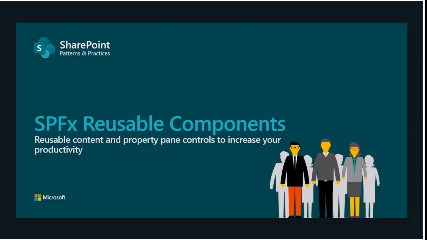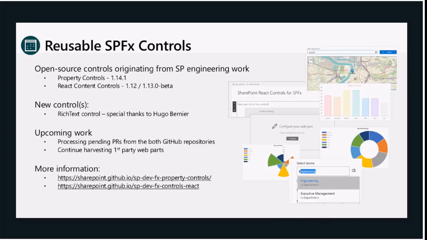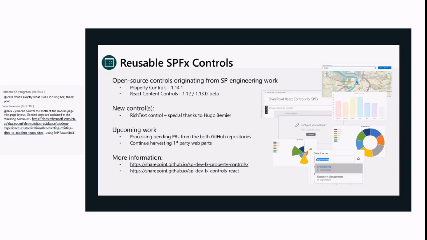The reusable components do have updates here. So we've got new controls, a rich text control. Special thanks to Hugo, I think, for writing that one and adding it into the library. Very much appreciated. And then upcoming work: processing pending PRs, and continuing harvesting the first-party web parts into the open source controls library.